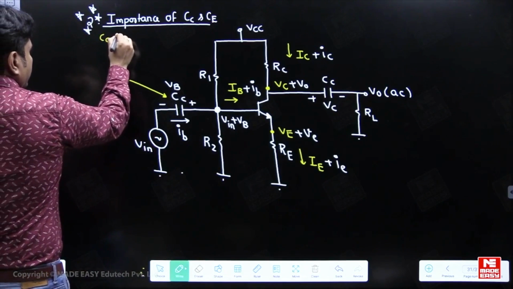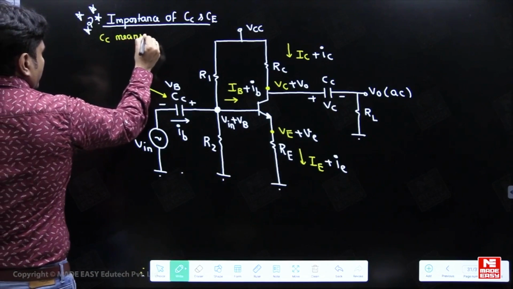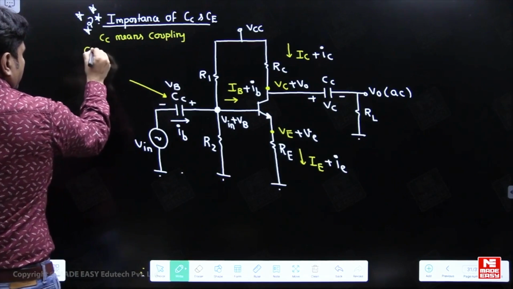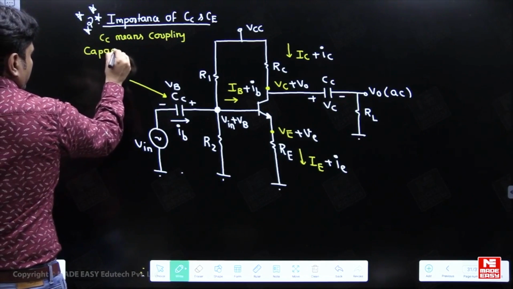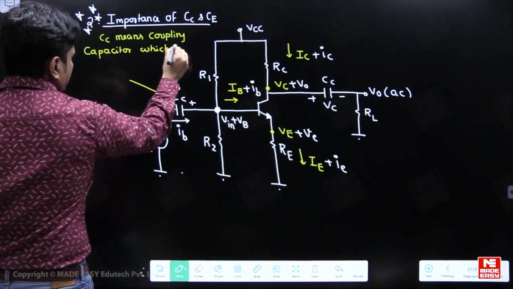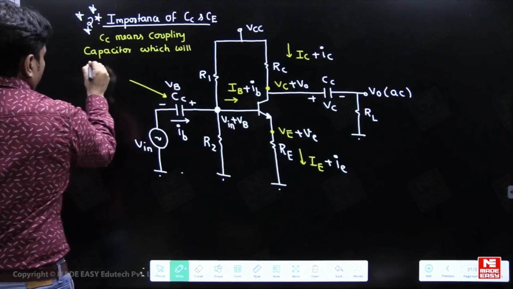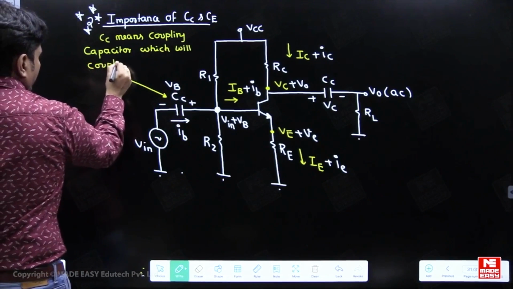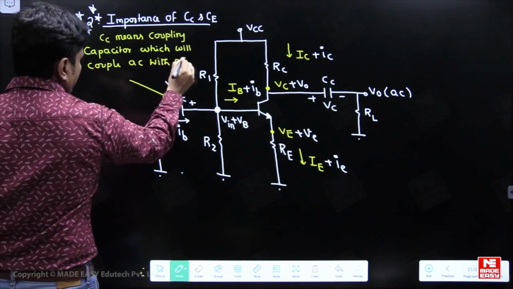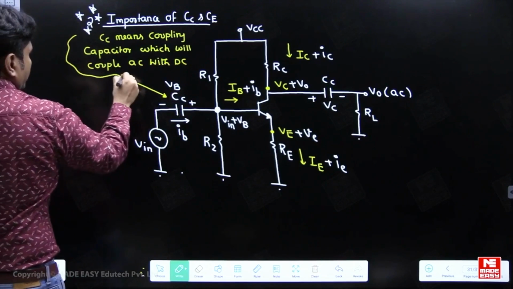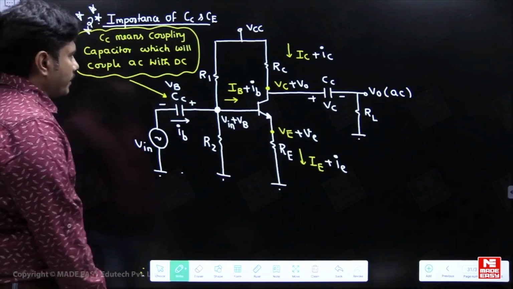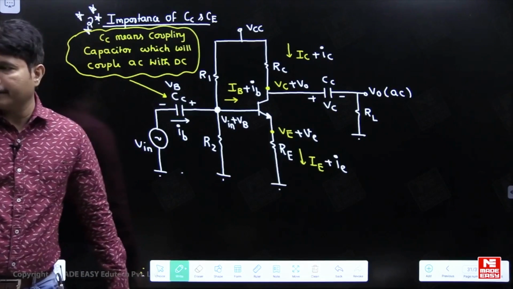CC means here coupling capacitor, which will couple AC with DC. So this is the concept of coupling capacitors. इन दोनों को couple करेगा, AC with DC को couple करेगा.